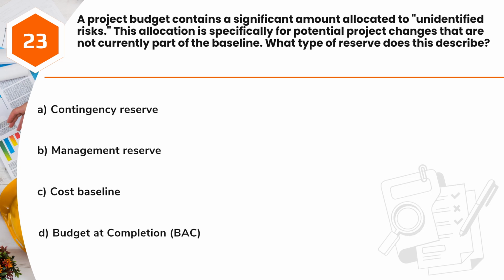Question 23. A project budget contains a significant amount allocated to unidentified risks. This allocation is specifically for potential project changes that are not currently part of the baseline. What type of reserve does this describe? A. Contingency reserve. B. Management reserve. C. Cost baseline. D. Budget at completion, BAC.